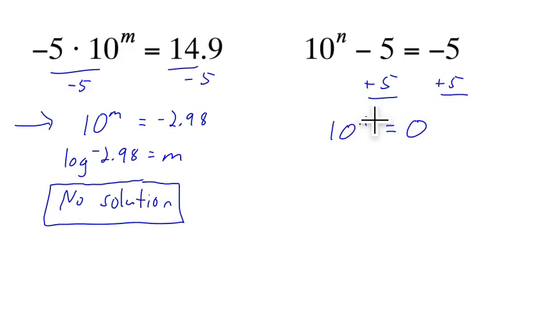Well, once again, no matter what exponent we use, we can't get 0 here. And remember, 10 to the 0 power equals 1. So we can get close to 0. We just can't get it to equal 0. So we say no solution.